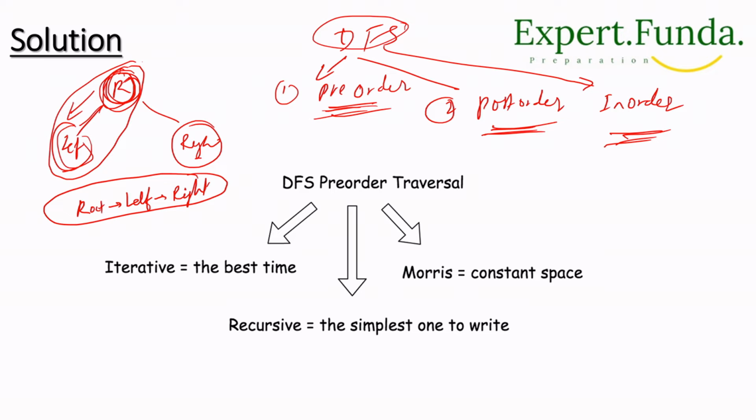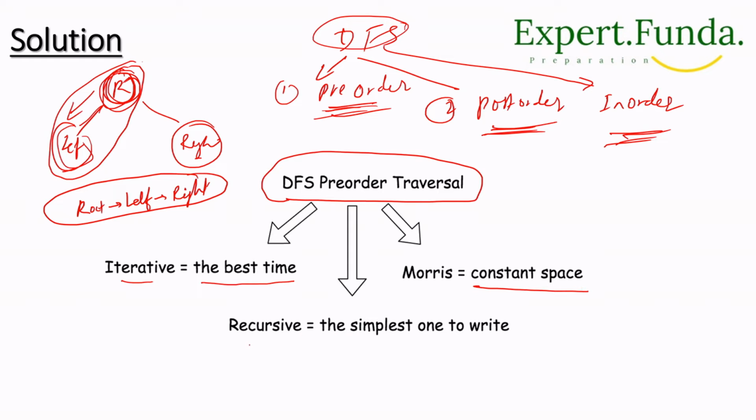Since one has to visit all the nodes, the best possible time complexity here is linear. So all the interest here is to improve the space complexity. There are three ways to implement pre-order: iterative, recursive, and Morris. In the iterative way you will get the best time complexity. If you use the Morris approach, then you will get constant space.